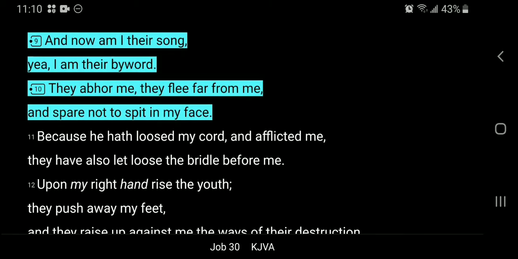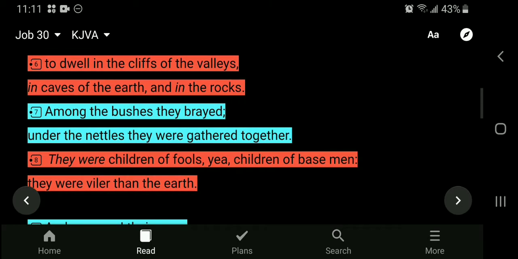But fast forward to today, verse 9. And now I am their song. You so-called blacks, Latinos, and Native Americans, you are their song. Yeah, I am their byword. Yeah, we are called, what, niggas, spics, coons, wetbacks, savages. These are all bywords put on us by the so-called white man. Verse 10, they abhor me, they flee far from me, and spare not to spit in my face. Yeah, these white people hate you. They don't want to be around you. All right? So let's go into the white man Esau.